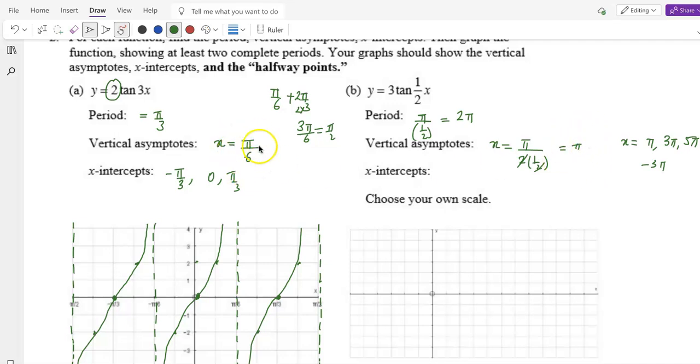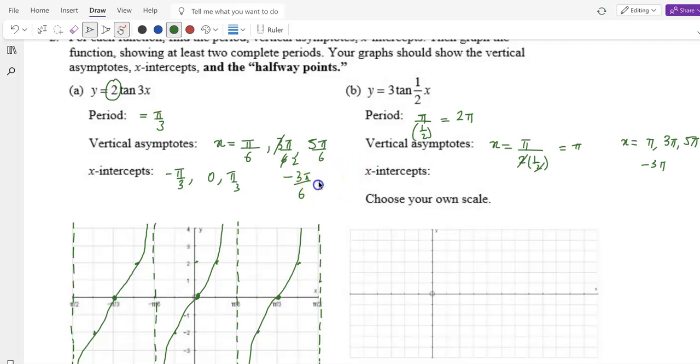For vertical asymptotes, take the odd multiples of what you get first. What is the first odd multiple? 3 pi by 6, which is pi by 2. Rather than adding this, you can just take the odd multiples: 3 pi by 6, then 5 pi by 6, then minus 3 pi by 6. Reduce it, and it would be pi by 2. Everything has to be odd for a vertical asymptote. Just something to remember.